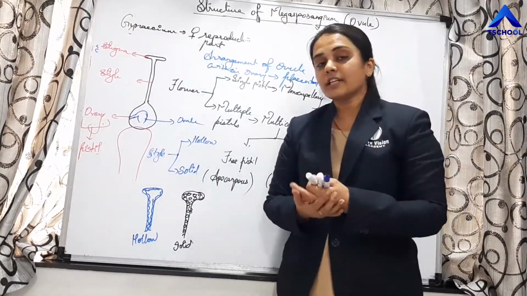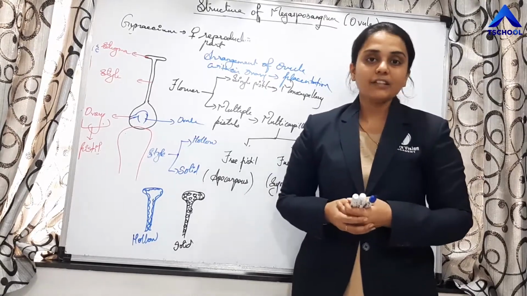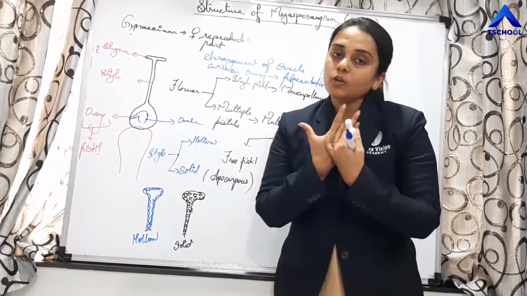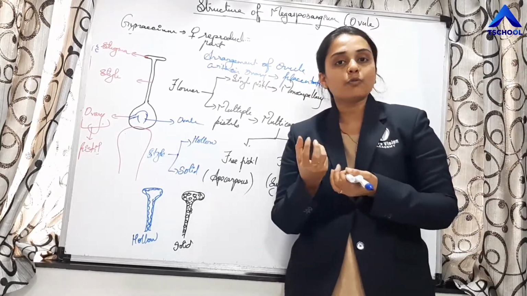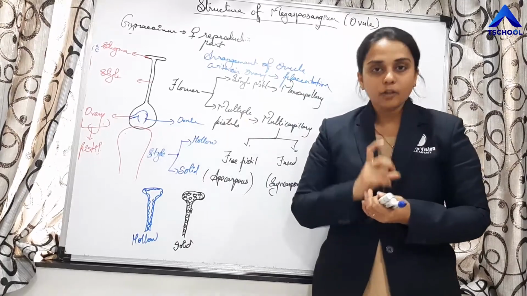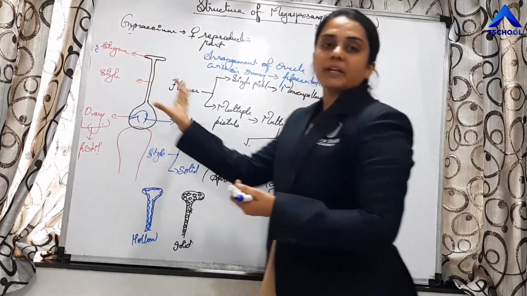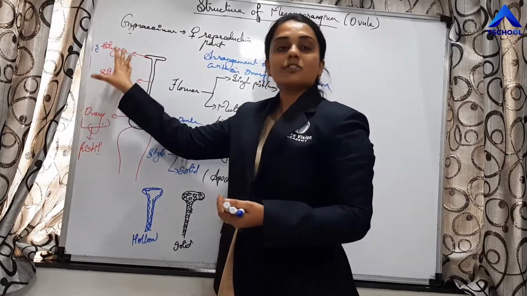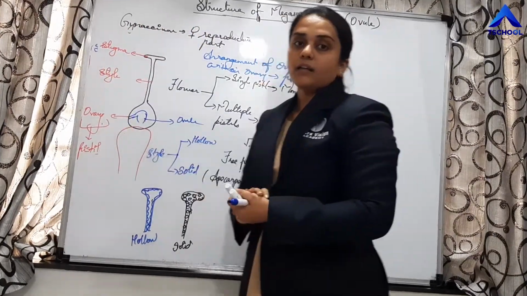You have studied different types of placentation in your 11th standard. So how is the ovule attached to the ovary, right? There can be a single ovule or there can be multiple ovules present inside the ovary, right? So this is the basic thing. Gynoecium, the female reproductive part, consists of stigma, style and ovary.